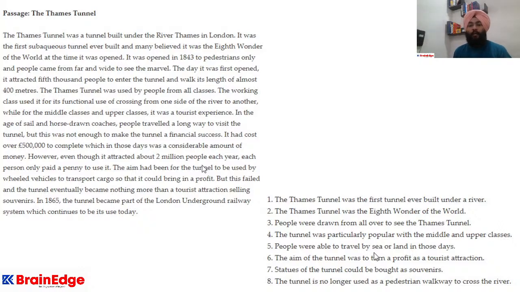Okay, statues of the tunnel could be bought as souvenirs. So as gifts, they were given as gifts. Let's see something about souvenirs mentioned here. It used to be wheeled vehicles, but this failed. This is the one: but this failed, and the tunnel eventually became nothing more than a tourist attraction, selling souvenirs. So they wanted to generate income by transportation. It did not work. It collapsed. Then what happened? They started selling souvenirs.